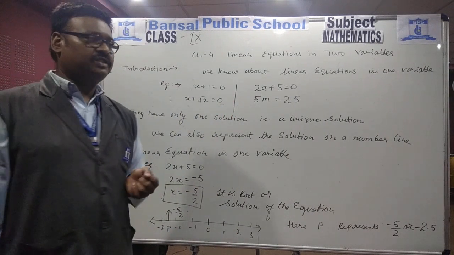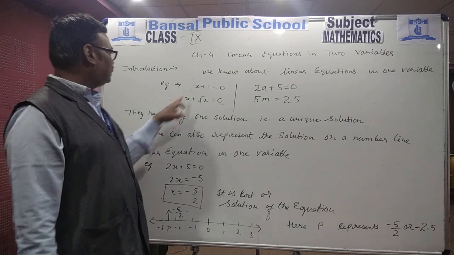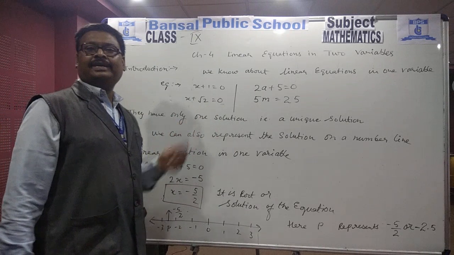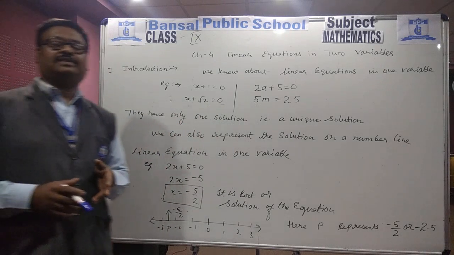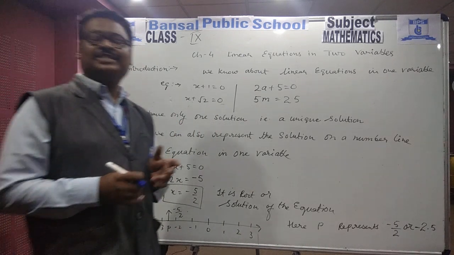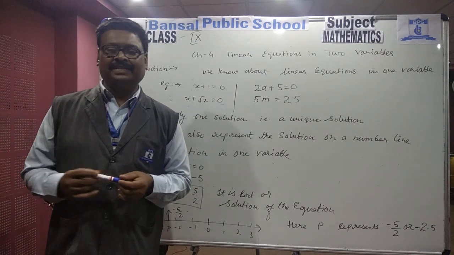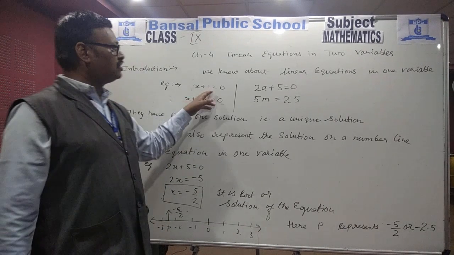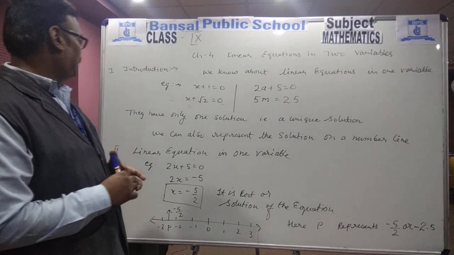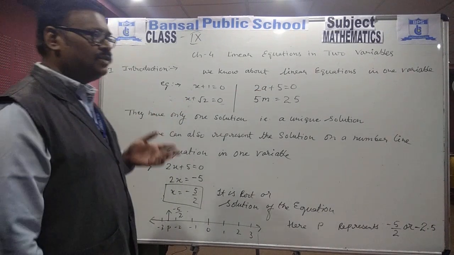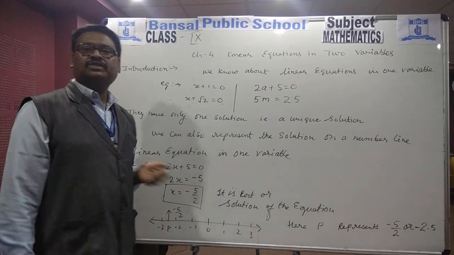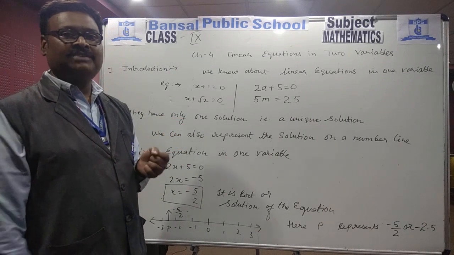Now observe the equations. There is one variable in each: here x, here a, here m, and here x. Variables mean the value can change. Variables can be a, b, c, d, whatever you want. The other terms are constant terms, the numerical values 2, 5. When we solve these equations, which we already know how to do from class 6, 7, 8, we always obtain a unique solution, which means there is one solution.